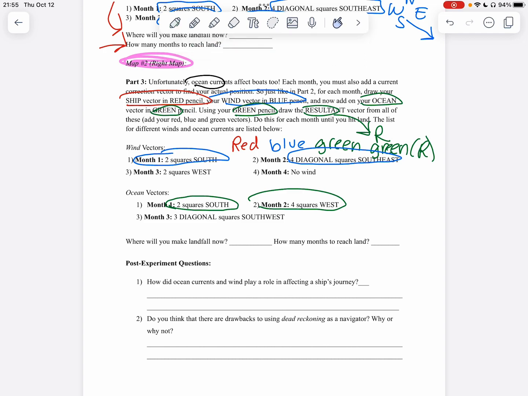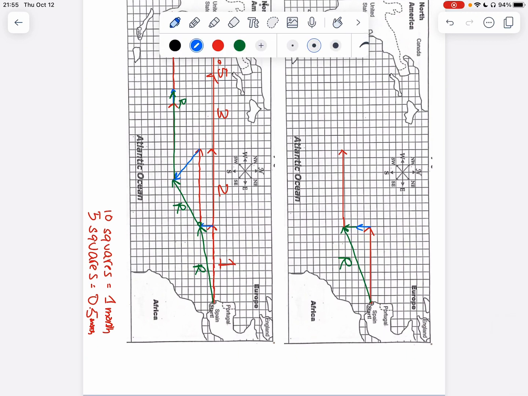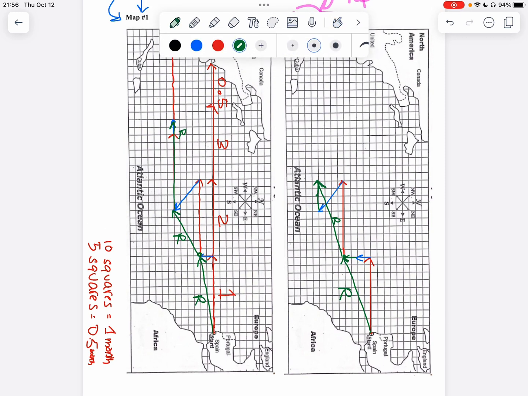Okay, so I'm doing 4 diagonal southeast and then 4 squares west. So in my blue marker, I'm going to do 4 squares southeast. 1, 2, 3, 4. Okay, that's my wind vector. Now I have to do 4 boxes to the west for my ocean vector. 1, 2, 3, 4. Okay, again, we're going to draw on the resultant. So I start from the tail of the first one to the tip of the last one. Don't get spooked because it crosses over. That's totally fine.